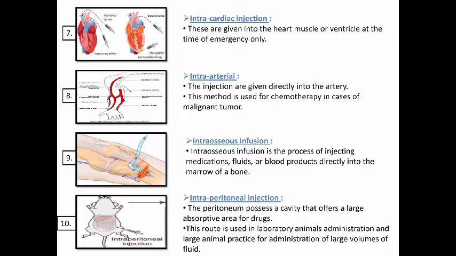Ninth, intraosseous infusion. Intraosseous infusion is the process of injecting medication, fluids or blood products directly into the marrow of the bone. 10th, intraperitoneal injection. The peritoneal cavity offers a large absorption area for the drugs. This route is used in laboratory animal administrations and large animal practice for the administration of large volume fluid.